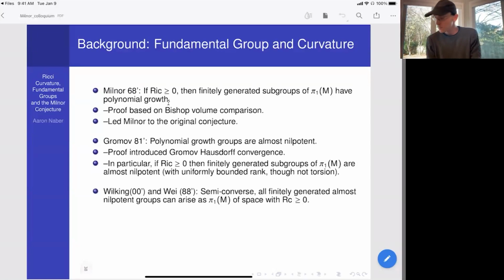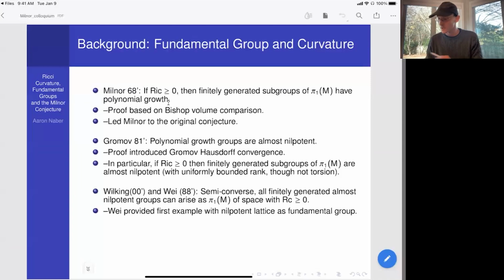So it's worth pointing out that results by Wilking and in particular Way provided a semi-converse of this. So what they proved was that all finitely generated, almost nilpotent groups can arise as a fundamental group of a space with non-negative Ricci curvature. And the real break in that was by Way, which, if I'm not mistaken, might have been her graduate thesis. It's a 4-page paper, which is just lovely.